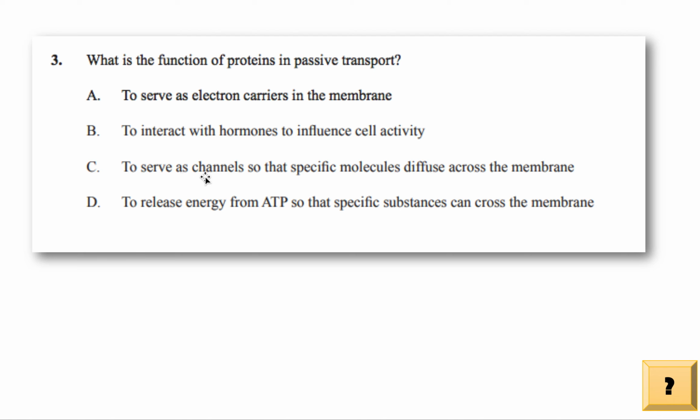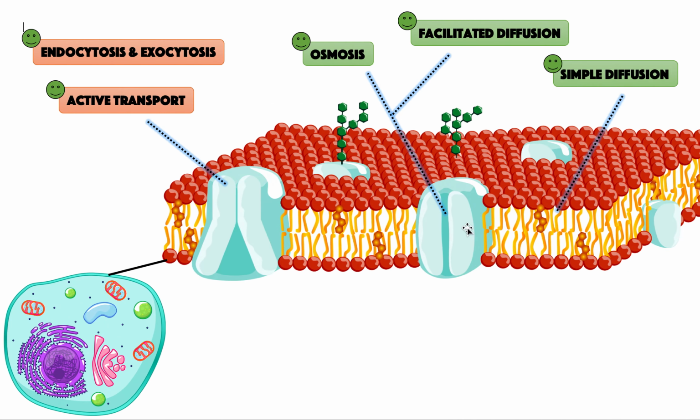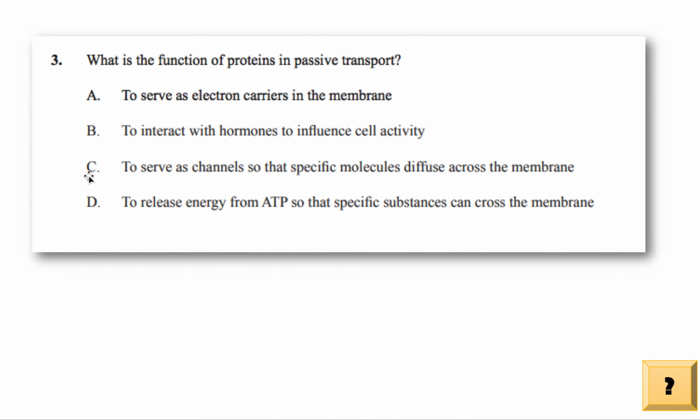So C, to serve as channels so that specific molecules can diffuse across the membrane. That sounds right. These proteins can serve as channels in passive transport, meaning no energy is required, so it's got to be facilitated diffusion, so that molecules can travel through it. So yeah, that sounds right. Could be C, but let's just look at D before we confirm that.